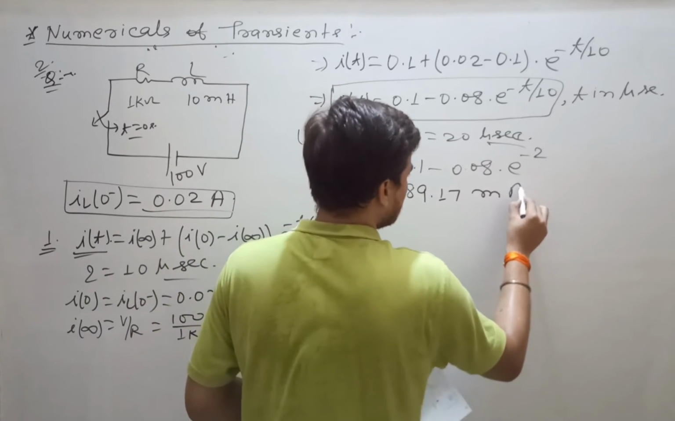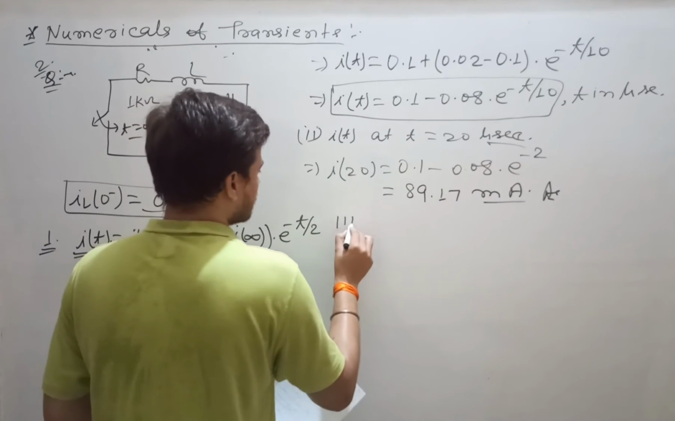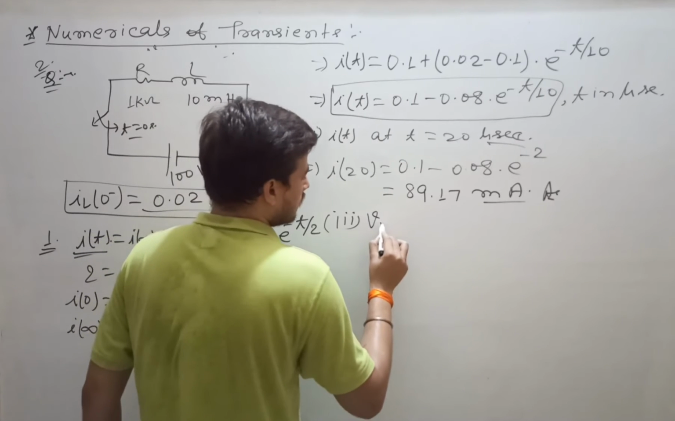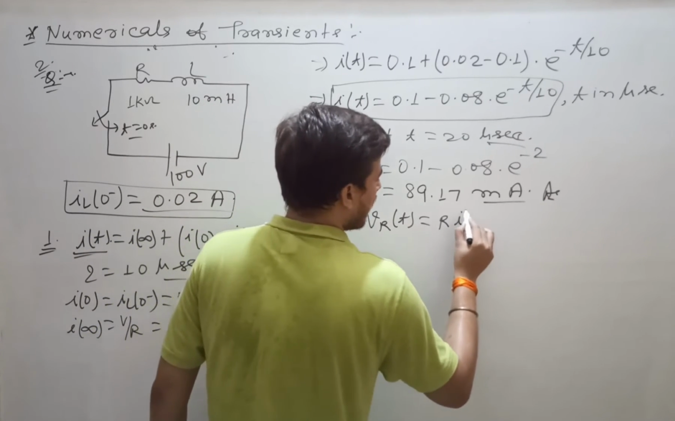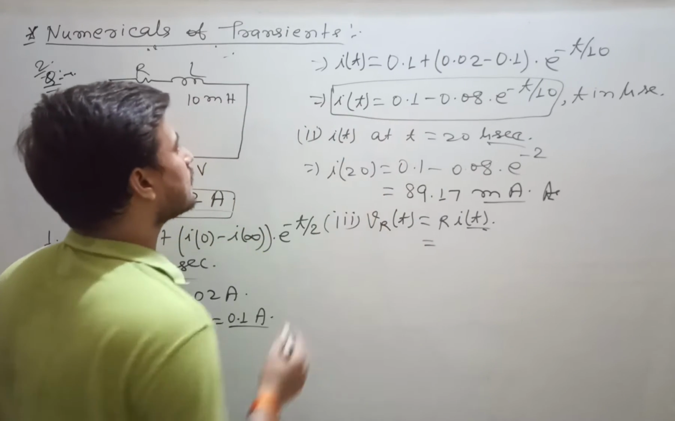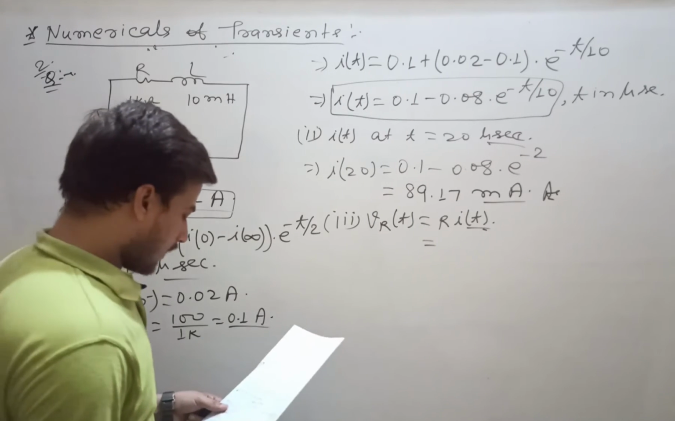89.17 milliampere is the answer. Come to the third question. In the third question you have to write the voltage expression for the voltage across the resistor. Here it is R into IT. So you multiply it by the resistance, which is 1 kilo ohm.